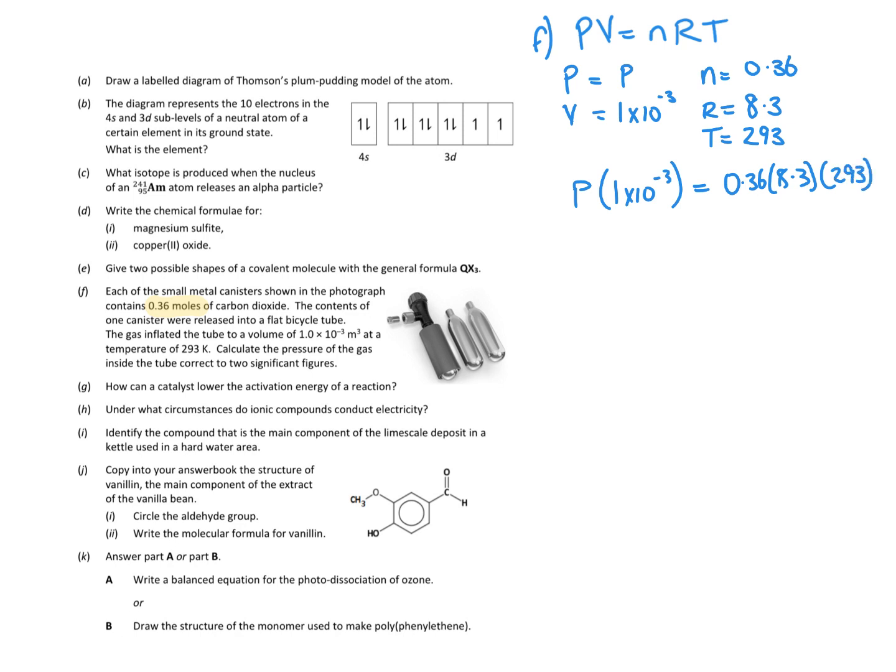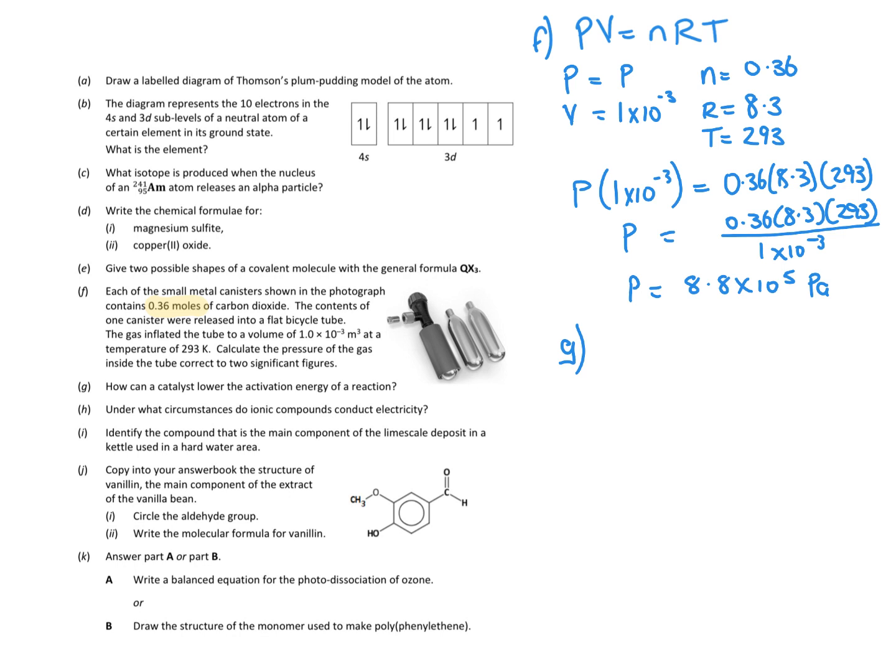So you're just filling in. Now we want to get P on its own, so we can divide both sides by our 1 by 10 to the power of minus 3. That would give me a value for pressure of 8.8 by 10 to the power of 5, and the unit for that is pascals. So that was a lovely easy part F once you were able to spot the rule.